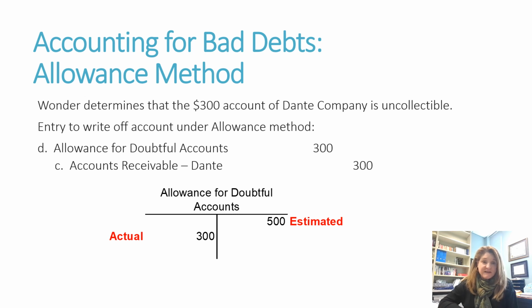So going back to our Wonder example, if Wonder determines that the $300 account of Dante Company is uncollectible, they're going to make the following entry to write off the account under the allowance method. We're going to debit the allowance for doubtful accounts and credit accounts receivable to take the account off the books. So looking at our allowance for doubtful accounts now, we estimated bad debts of $500. We put that in the account as basically a reserve against which to write off accounts, and then we have an actual bad debt of $300 that gets debited to the account.